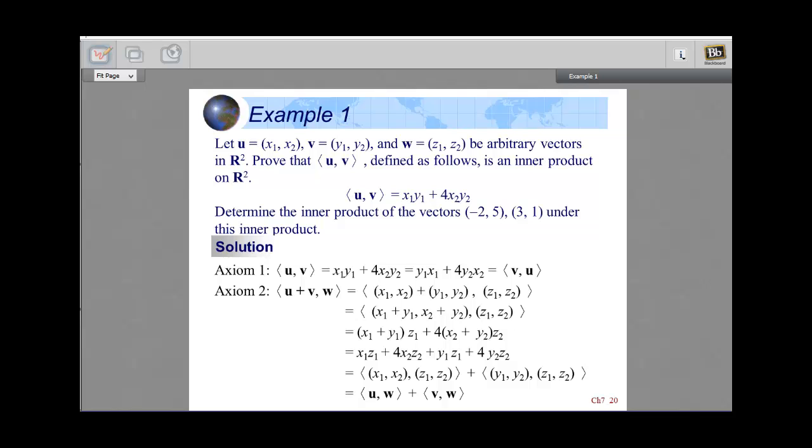This is question number 2. Let u = (x1, x2), v = (y1, y2), and w = (z1, z2) be arbitrary vectors in R square. Prove that the inner product of u comma v, defined as follows, is an inner product on R square. The equation given is <u, v> = x1 y1 + 4 x2 y2. Let us assume that it is equation number 1.